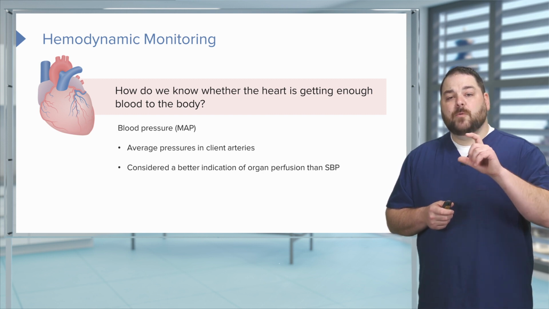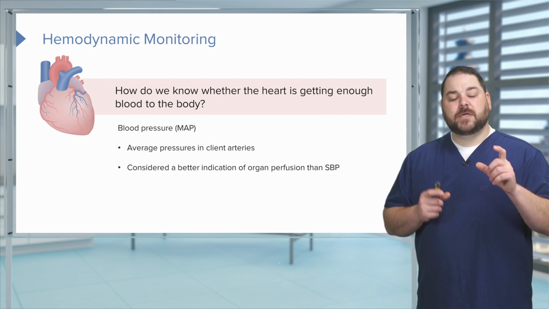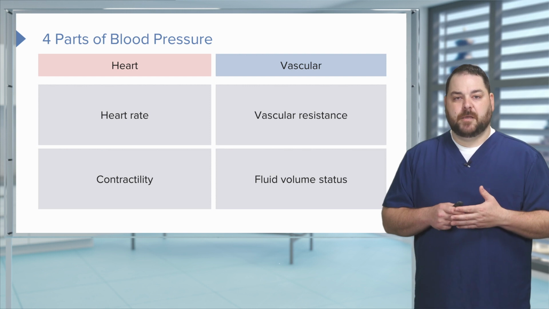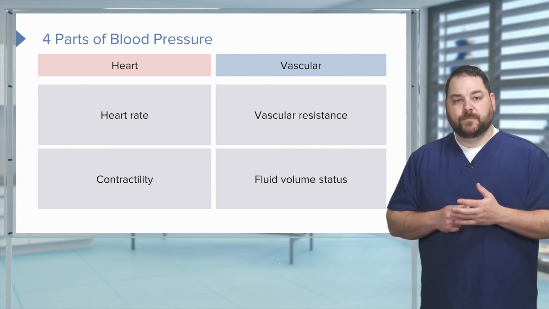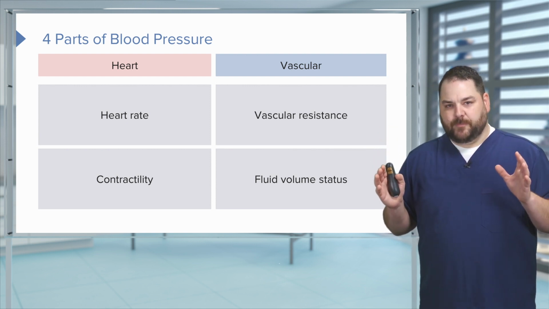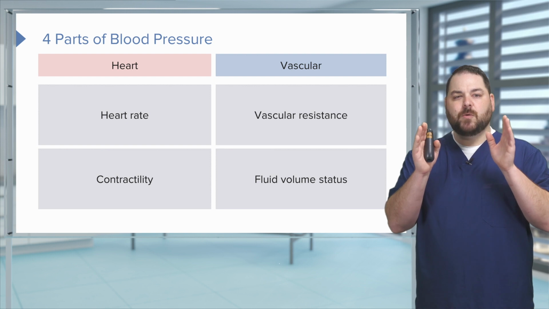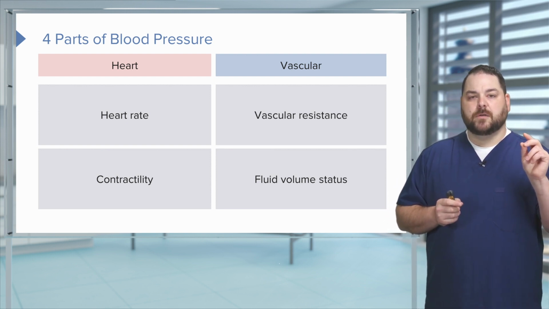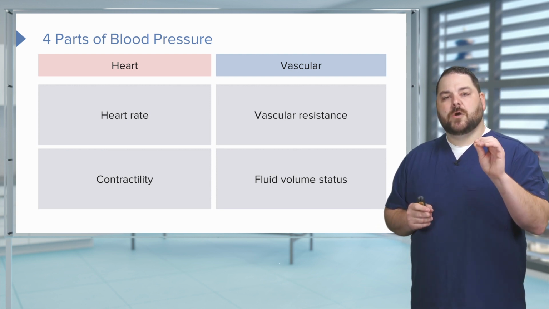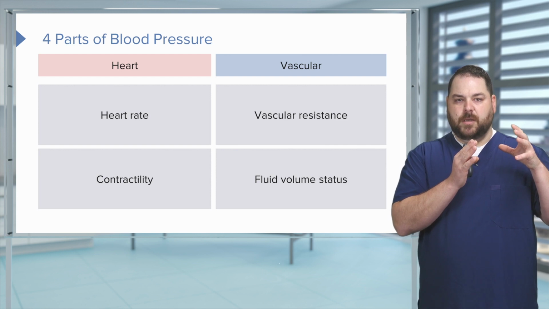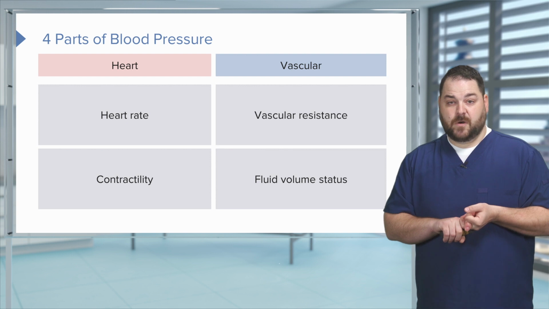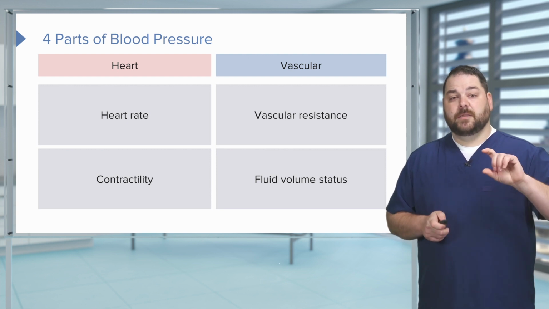So how do we look at the blood pressure, and how do we look at the determinants of that? Well, I've divided these into what's called the 4 parts of blood pressure. So looking at blood pressure, what makes up a blood pressure, right? What makes up the mean arterial pressure? They're divided into 2 areas, 2 parts to the heart and 2 parts to the vasculature. Let's look at the heart. So what determines the blood pressure with the heart? You have the heart rate and you have the contractility of the heart, right? We'll look at those a little bit more in depth.